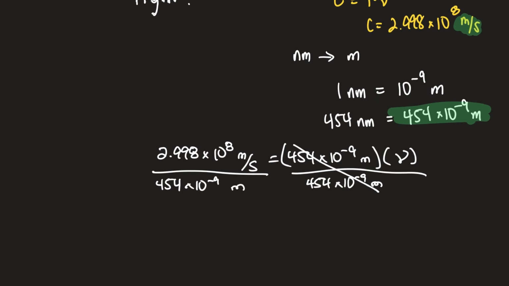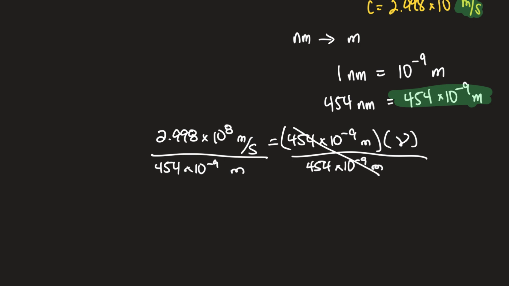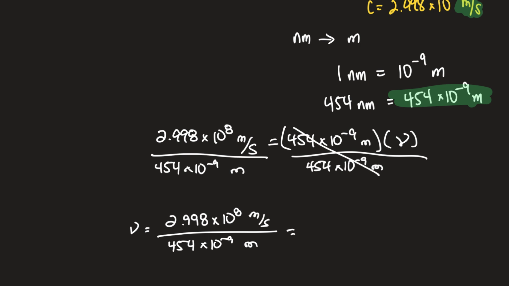And so now, when we look at this, our frequency is 2.998 times 10 to the eighth meters per second over 454 times 10 to the negative 9 meters. When you put this in your calculator, the answer will be 6.60 times 10 to the 14th hertz, or 1 over seconds. And so this is how you would solve for frequency.